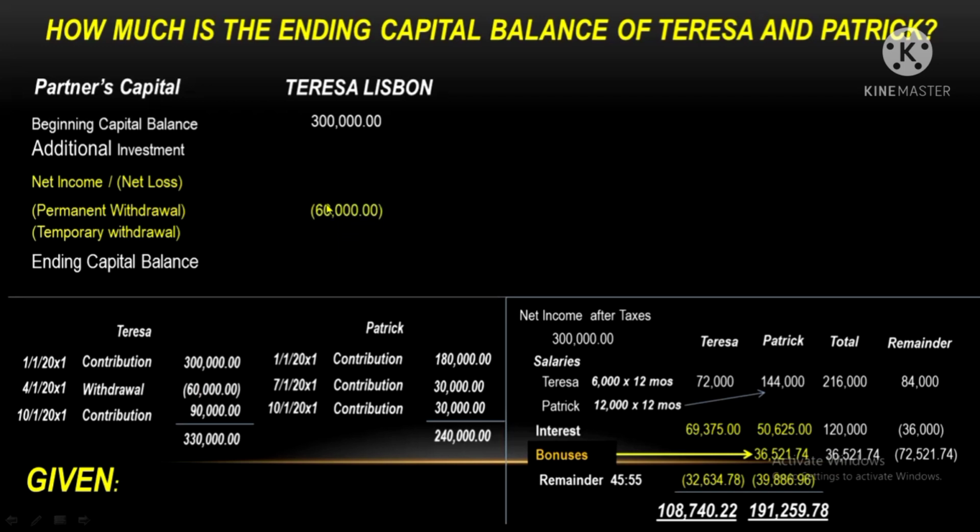But she also added contribution on October 1, right? So let's put it here. Also, let's put her share in the net income right here. But since in the problem, it was stated that they are given salaries, Patrick and Teresa, so they have temporary drawings. So in Teresa's case, we need to put her salaries of 72,000 right here. So summarize this and we will get Teresa's ending capital balance of 366,740.22.